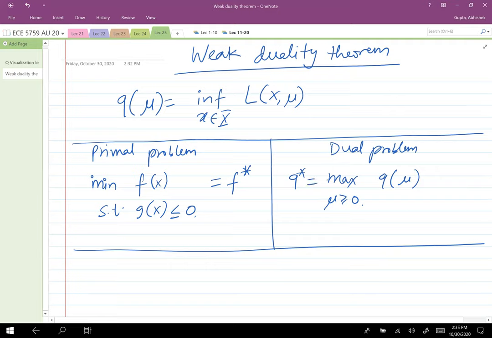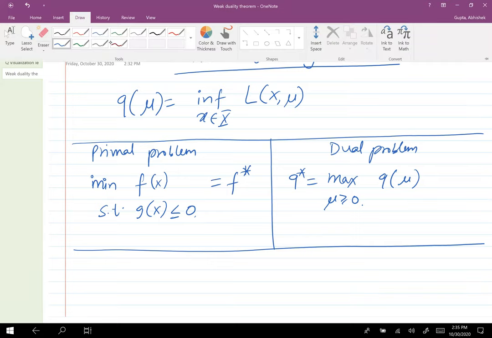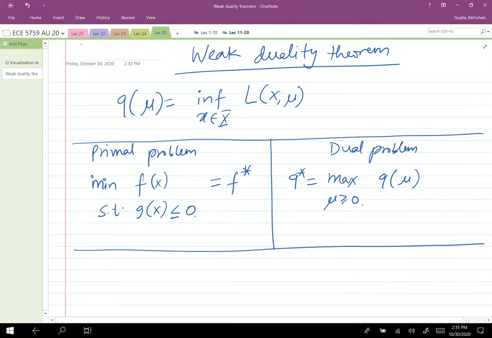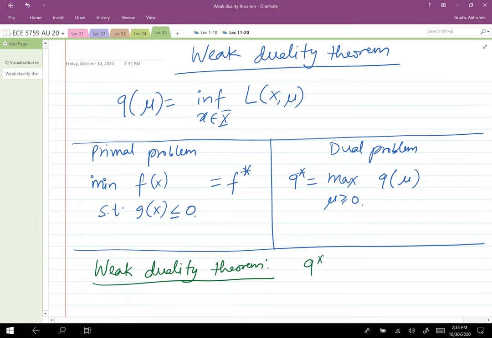Let's call the optimal value of the primal problem f star. And let's call the optimal value of the dual problem q star. Okay. So the weak duality theorem is the following: q star is always less than or equal to f star.